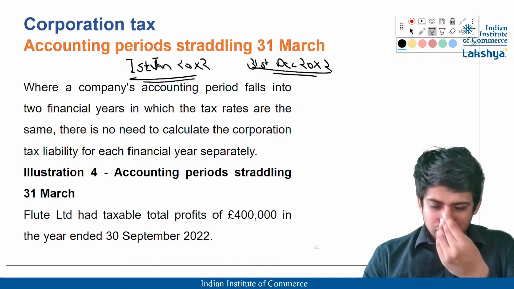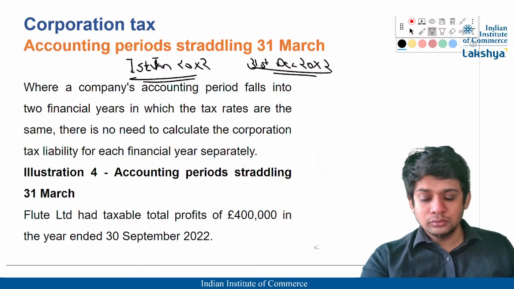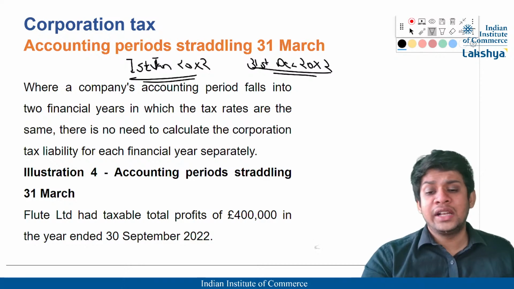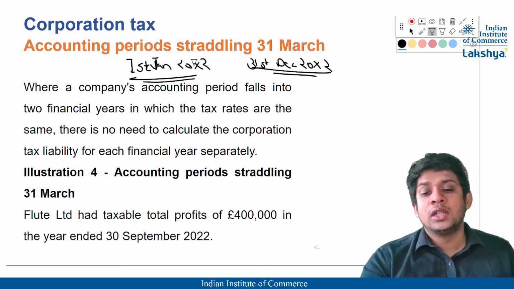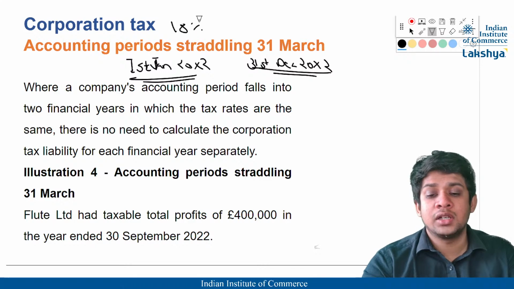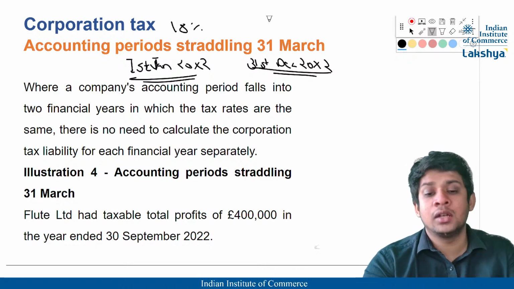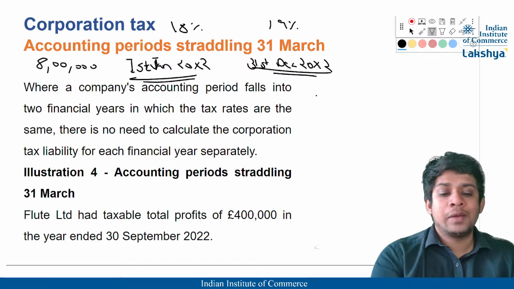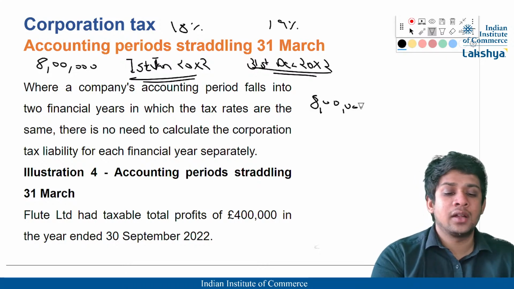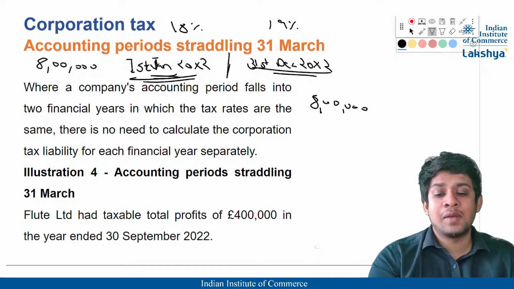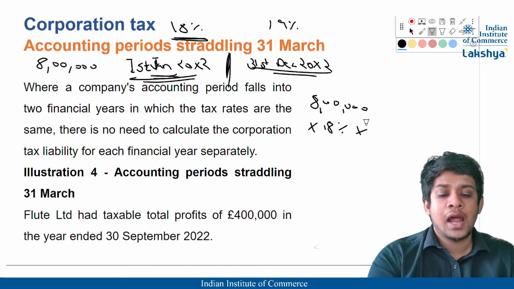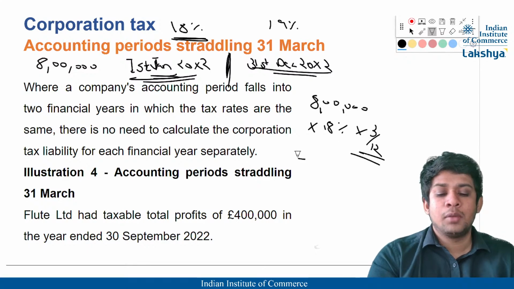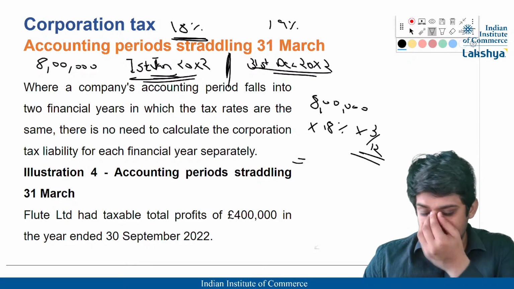Now guys, maybe till 31st March 2012 the corporation tax was 18%, and after that period it began to be applied at 19%. And my total profits for the full year are 8 lakh, maybe. From 1st January to 31st March it was applied at 18%, so I will apply 18% tax into 3 divided by 12, right? Because obviously I'm supposed to charge only for 3 months.